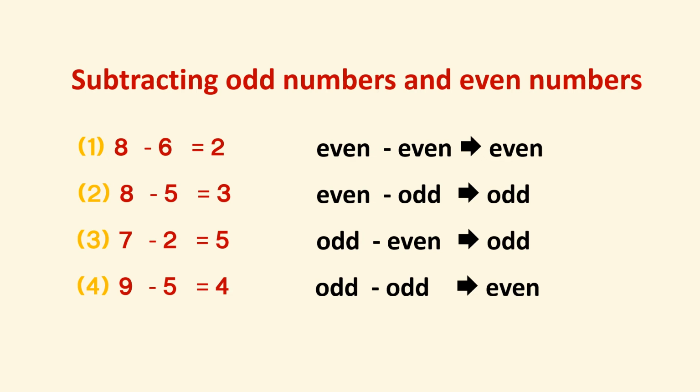Here also we can analyze. When you subtract an even number by another even number, then the answer is also an even number. When you subtract an odd number from another odd number, then the answer is also an even number. But when you subtract an odd number from an even number, the answer is an odd number. When you subtract an even number from an odd number, once again the answer is an odd number.